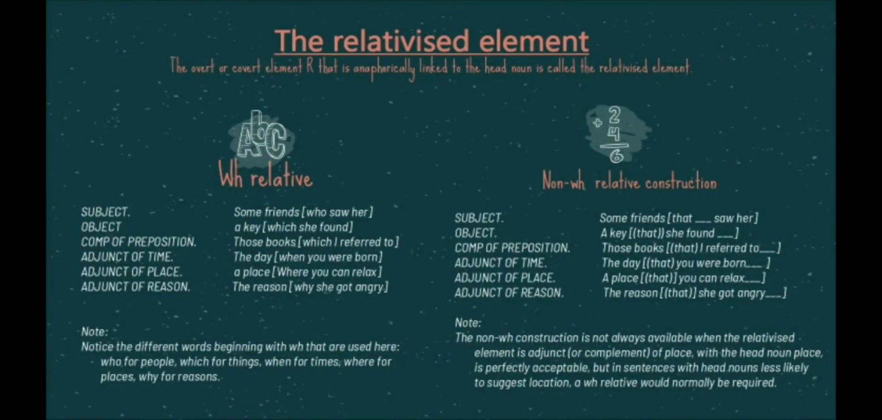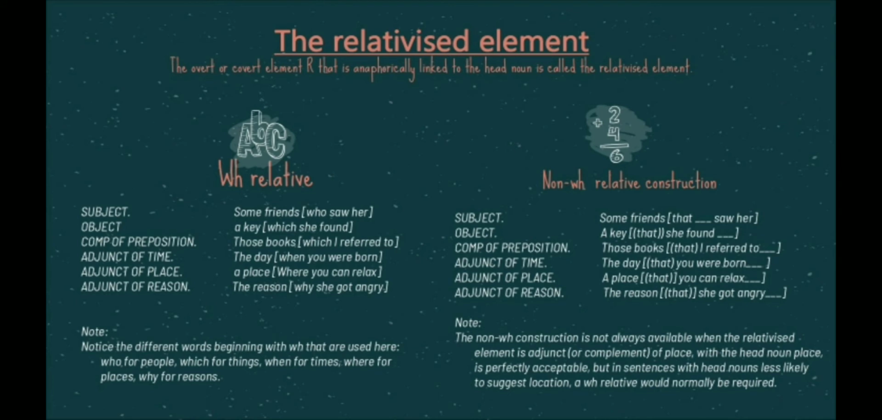Okay, next I will explain the relativized element. The overt or covert element in the relative clause that is anaphorically linked to the head noun is called the relativized element. There are two types of relativized element: the WH relative and the non-WH relative construction. For example, WH relative: some friends who saw her. The relative here is related to the subject. A key which she found. The relative here is related to the object. Those books which I referred to. The relative here is complement of preposition.